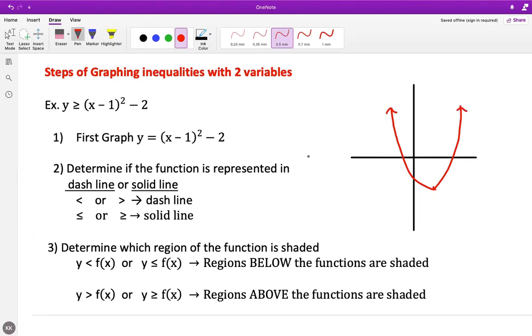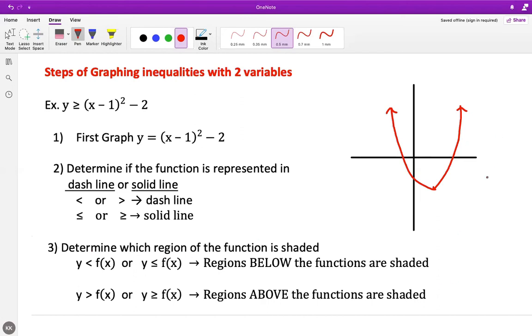Next, I want to determine whether the function is represented by a dashed line or a solid line. In this case, we have the greater than or equal sign here, which means the line is represented by a solid line, so I don't need to change anything for this step. For the last step, I need to determine which region of this function will be shaded.